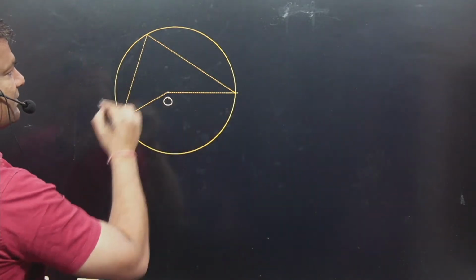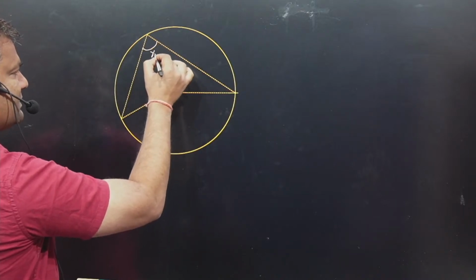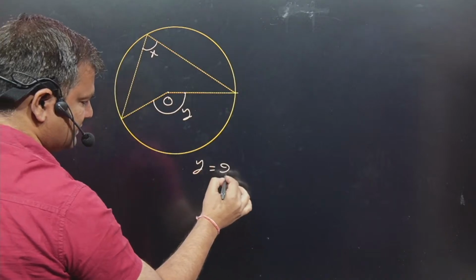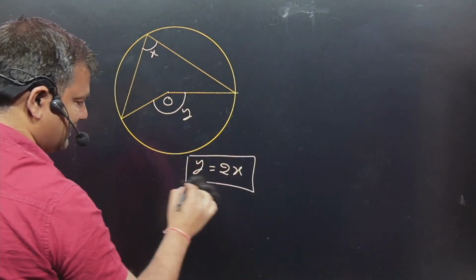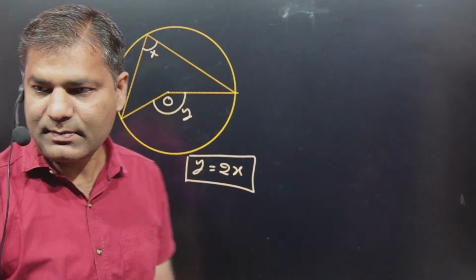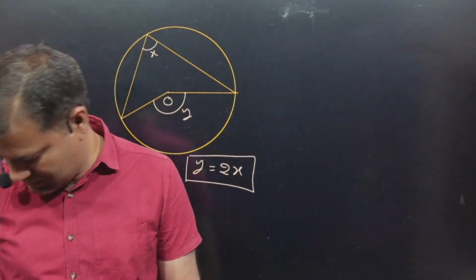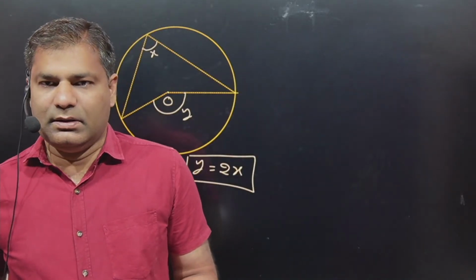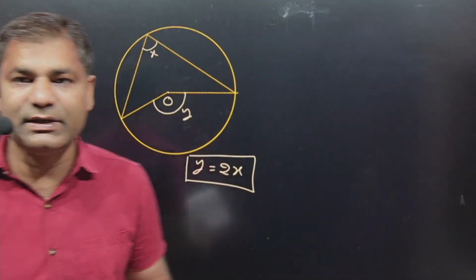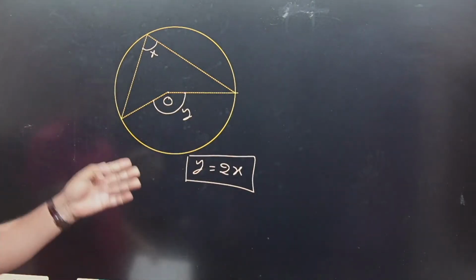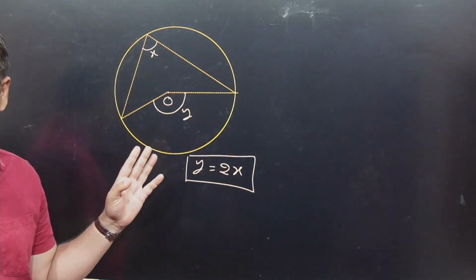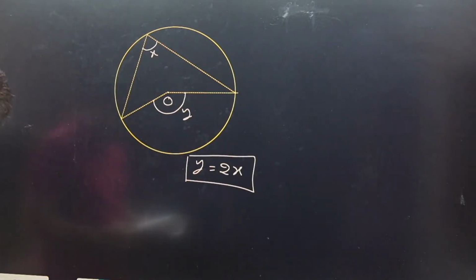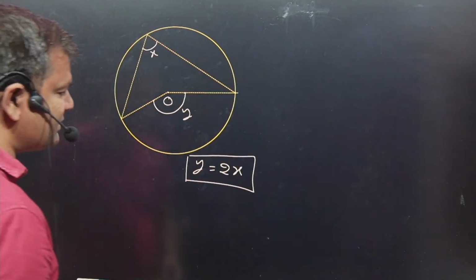If O is the center of the circle and this angle is X and this angle is Y, then Y is basically 2X. Y angle is equal to 2X. I hope it is clear. Now this is the first theorem, which I have already discussed in the last class. So now the next theorem: the angle in a semicircle is a right angle.